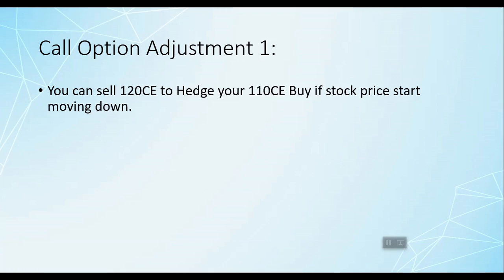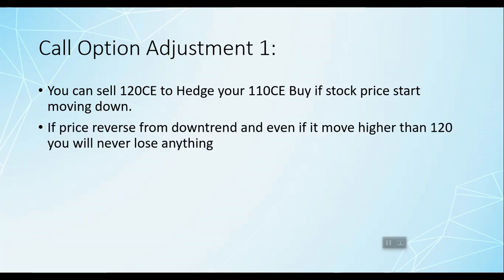Okay, so you can sell a 120 call option to hedge your 110 call option buy if the stock price starts moving down. Okay, so let's say the 110 call option has moved to 3 rupees. At that time you can see that the 120 call option will be trading at 1 rupee or 2 rupees. So by selling that 120 call option, you can hedge the 110 call option which you have bought for 5 rupees, so that you do not lose the entire 5 rupees, because you will be collecting the premium from the 120 call option by selling it.